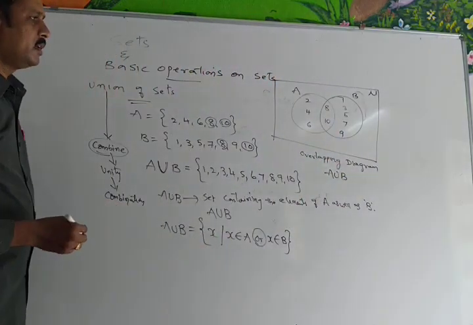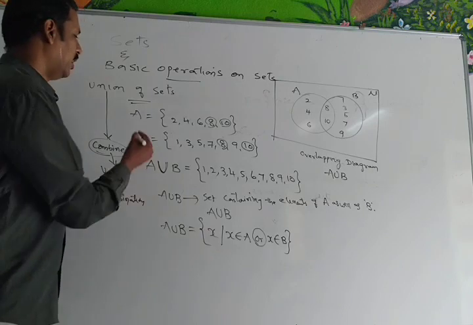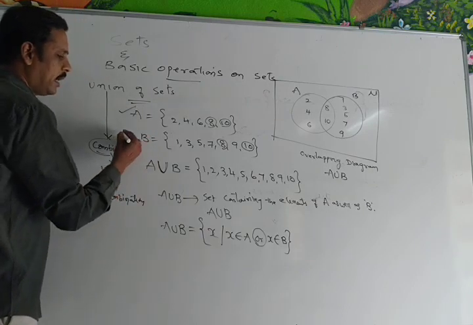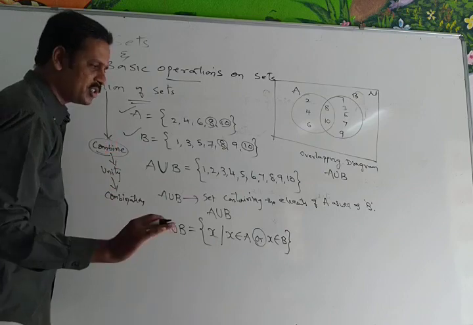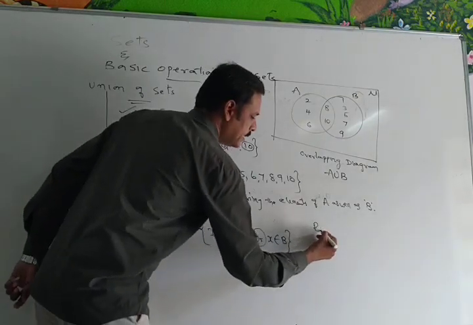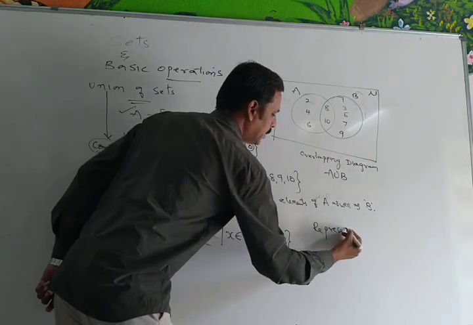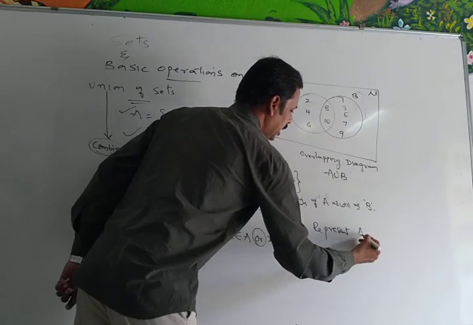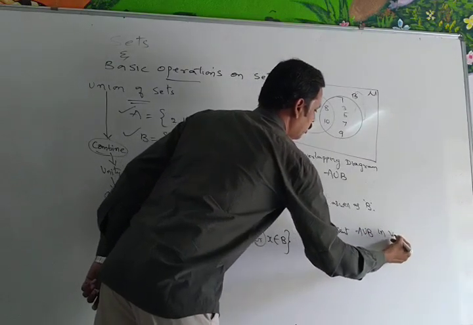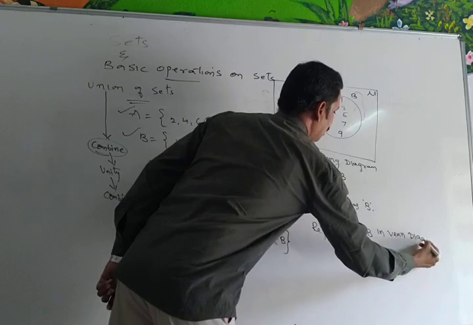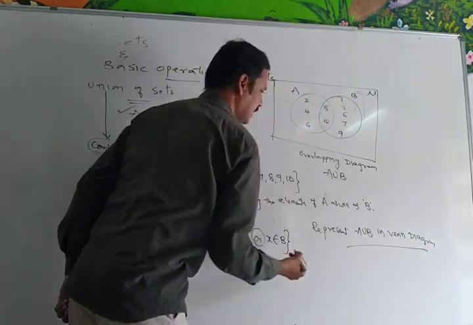Now sometimes in examinations they won't give set A and set B. The simple question will be: represent A union B in Venn diagrams. Now in this case, what can be done?